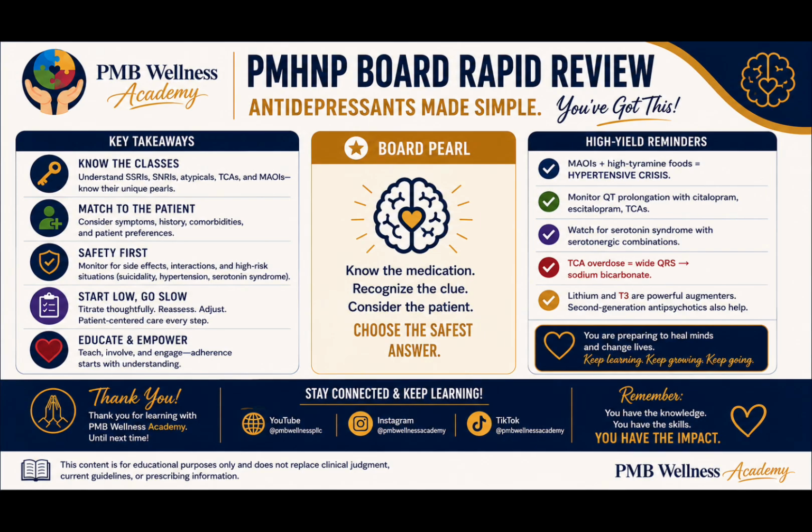Mirtazapine, you want to remember mattress and munchies. It causes sedation, appetite increase, and weight gain. Trazodone is good for insomnia, but you want to remember orthostatic hypotension and priapism. TCAs can cause anticholinergic effects, orthostatic hypotension, sedation, and dangerous cardiotoxicity in overdose. With a TCA overdose and a widened QRS, you want to remember sodium bicarbonate.